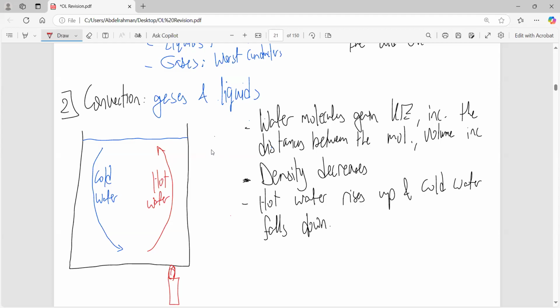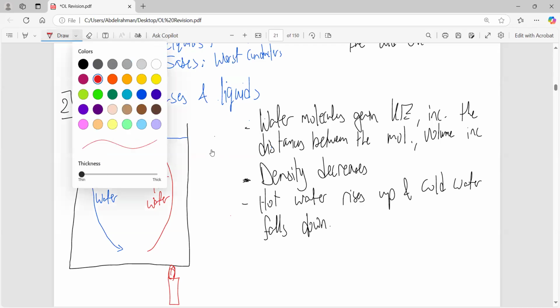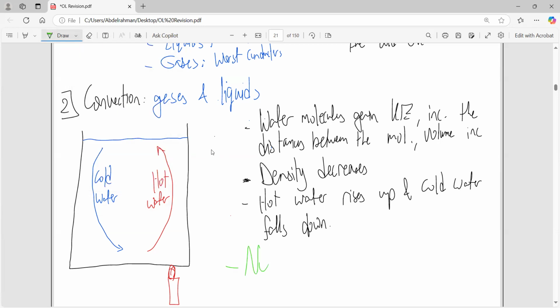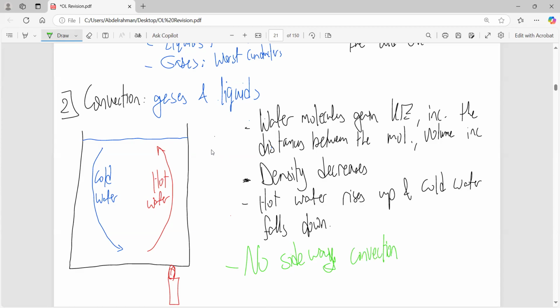So in convection, hot water moves up and cold water moves down. There is no such thing as sideway convection. Hot water can't move to the left or to the right, and cold water cannot move to the left or to the right. It's only either up or down. Only the hot water moves up and the cold water moves down. No sideway convection. It happens only in gases and in liquids.